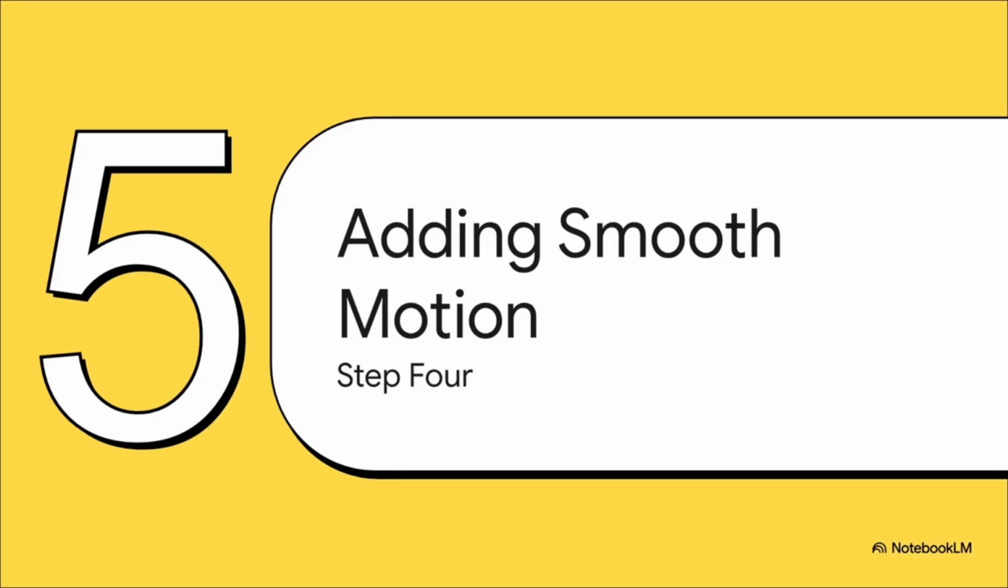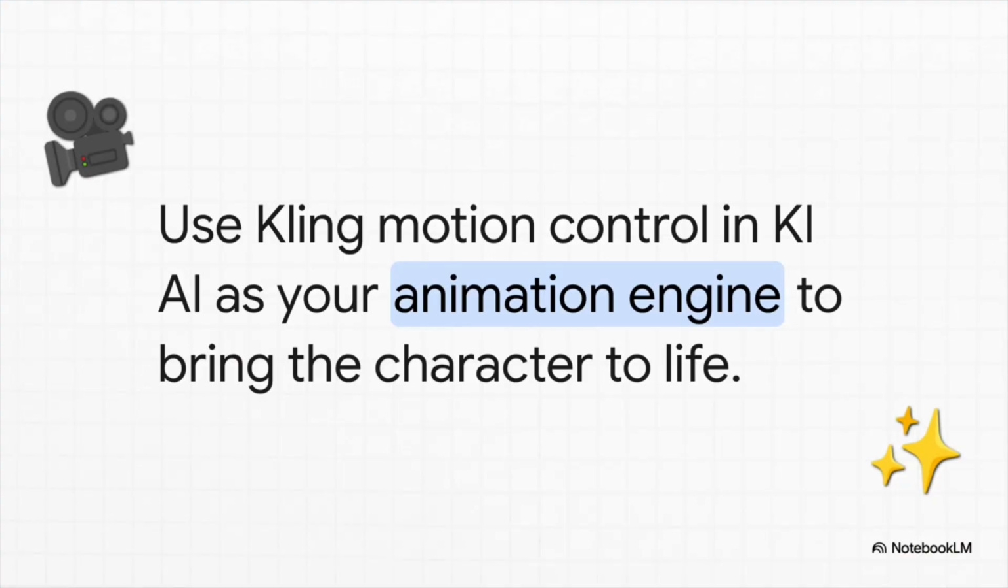Finally, part 5, step 4, adding smooth motion. This is the final stage of the assembly line where we actually bring our posed character to life. We've got the look, we've got the starting pose, now we need the motion. For this, we're firing up an engine called KI AI. Log in with a standard Google account, head over to their API market, and select the Kaling Motion Control feature. This right here is the heart of our animation engine.